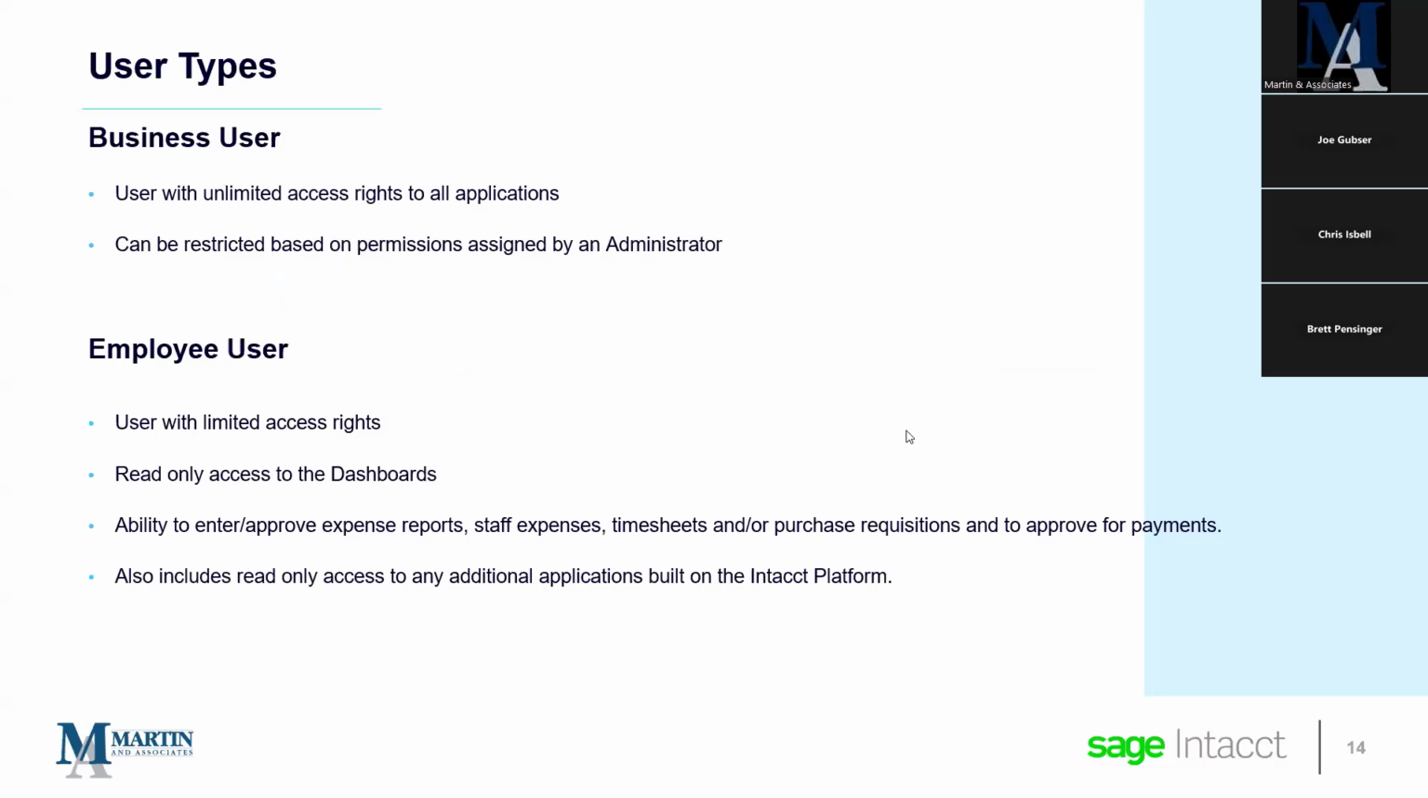Two types of users available inside of Intacct. There's what's called a business user, which is a user that can do anything in the system, which can be limited down in terms of what rights they have by roles by the administrator. And then there's the employee user, which is a user with more limited rights. It's more read-only access to dashboards and reports. Their ability to enter data is limited to things like entering and approving expense reports, timesheets, purchase requisitions. They can be a part of the approval process on any of the workflows that we'll talk about, but they basically have read-only access to everything else like vendors and customers and stuff like that.